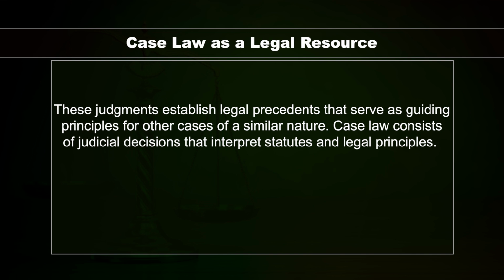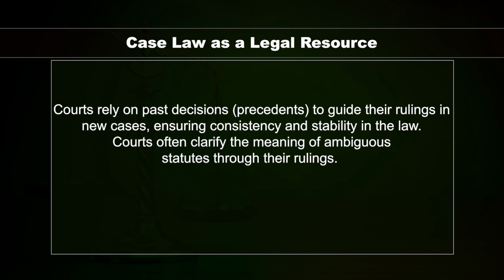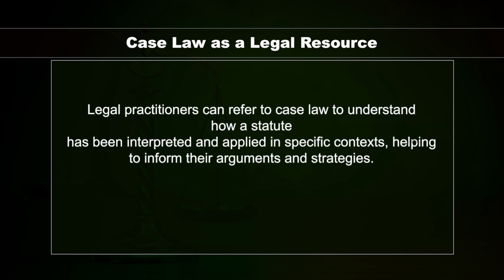Case law consists of judicial decisions that interpret statutes and legal principles. Courts rely on past decisions, precedents, to guide their rulings in new cases, ensuring consistency and stability in the law. Courts often clarify the meaning of ambiguous statutes through their rulings. Legal practitioners can refer to case law to understand how a statute has been interpreted and applied in specific contexts, helping to inform their arguments and strategies.